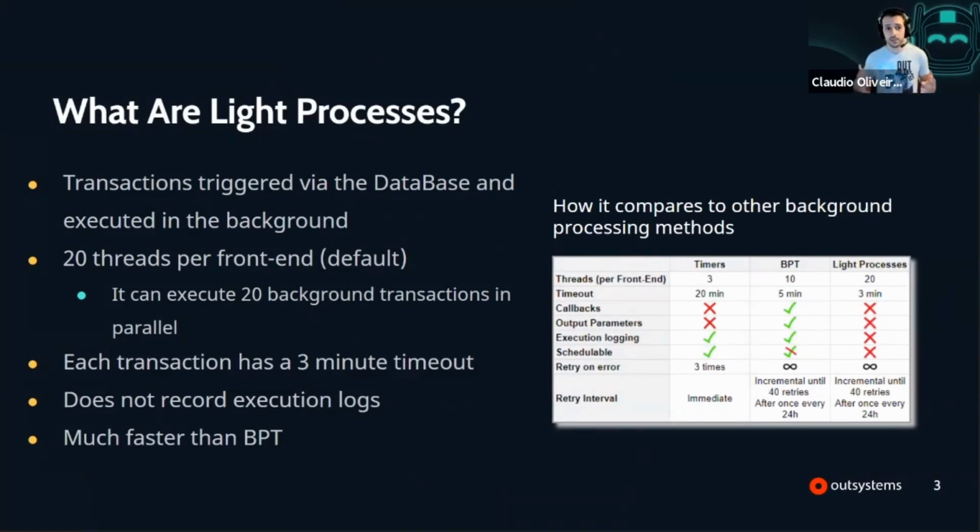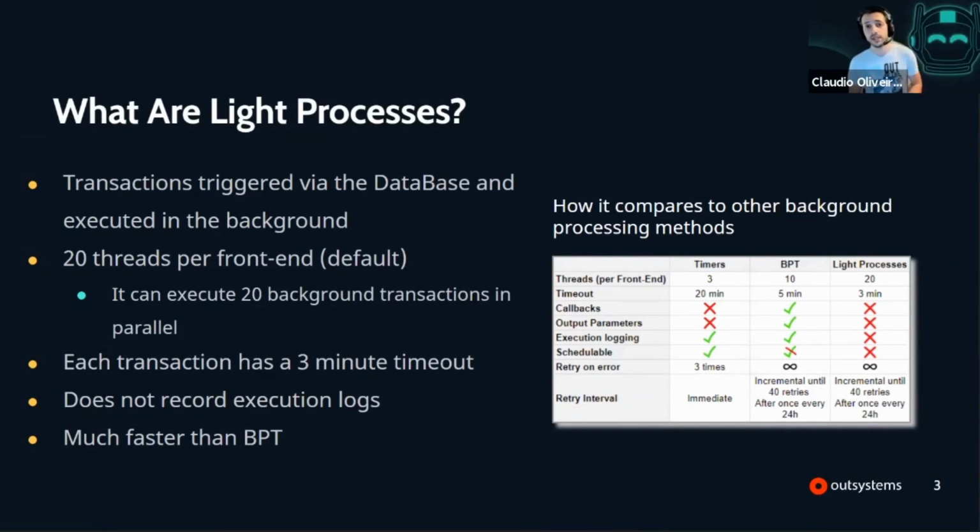Basically, light processes are background transactions triggered via the database. And there can be up to 20 parallel transactions running at the same time for each front end. So if you have a production environment with 2, 3, 4 front ends, then that's 4 times 20, and that's the number of parallel transactions that you have, just because each front end will have by default 20 threads available to run this type of processes.